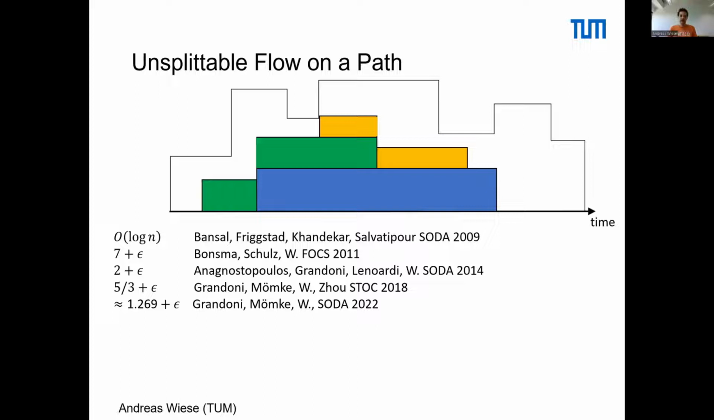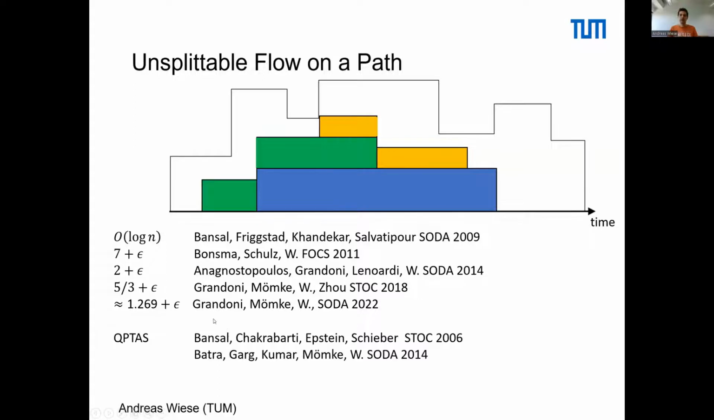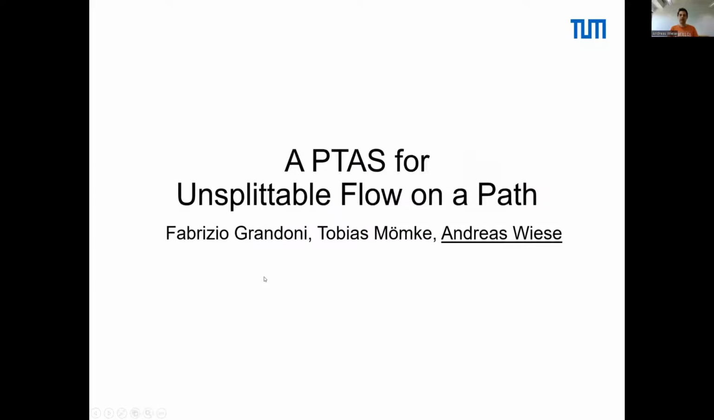However, there are reasons to believe that we can do better, that we can find a PTAS for this problem, because there are QPTASs known for the problem, so 1 plus epsilon approximation algorithms in quasi-polynomial time. However, it had been an open question whether we also get a 1 plus epsilon approximation in polynomial time, and this is the result of our paper, because we present a PTAS for unsplittable flow on a path.